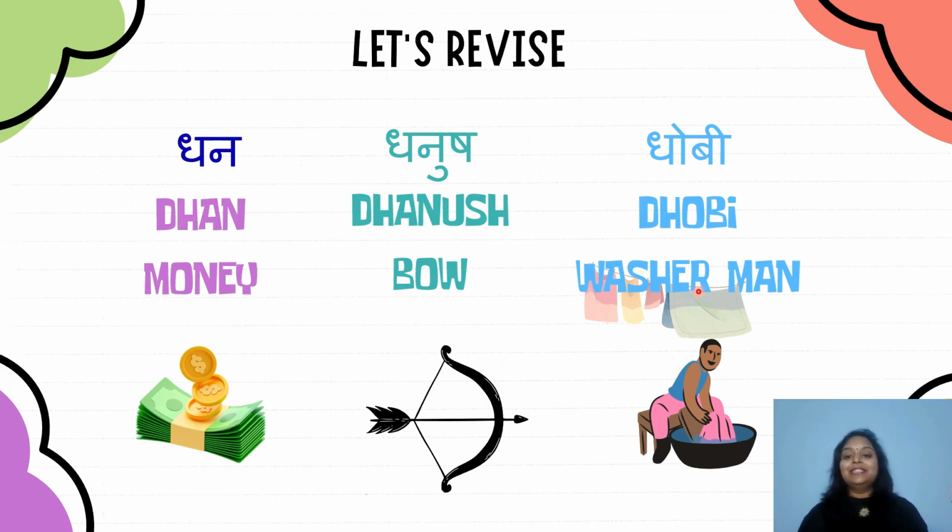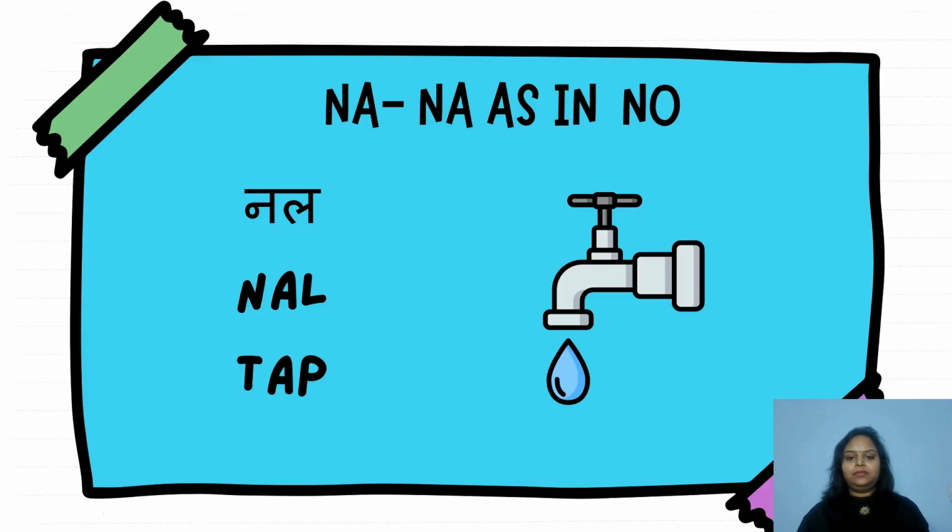Very good, learners. We have reached the last consonant of this series. And the last consonant of this series is na. The sound is na as in no. And the word starting from na is nal. That is called tap in English. So nal in English is called tap.